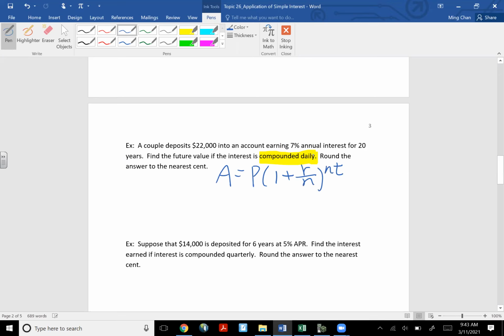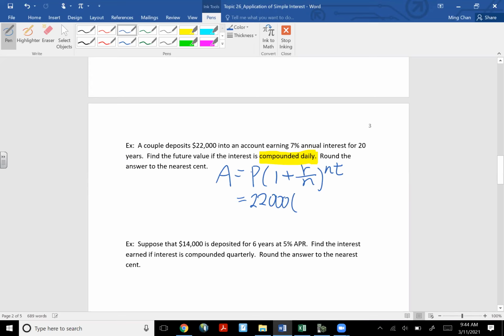When you see daily, then n will be 365. You don't need to add the principal plus the interest to find the future value, because that's only for the simple interest formula. Compound interest automatically has the principal and the interest together already. So the answer automatically has both the principal, what you put in, plus all the interest.